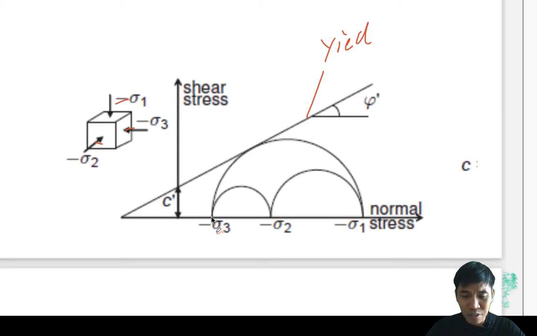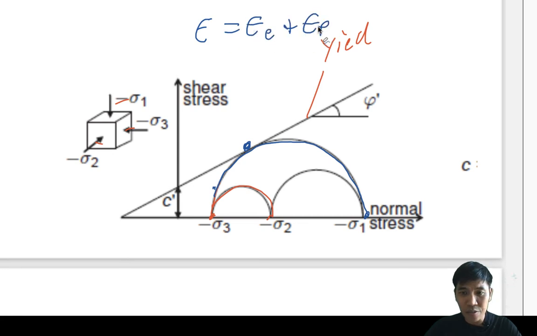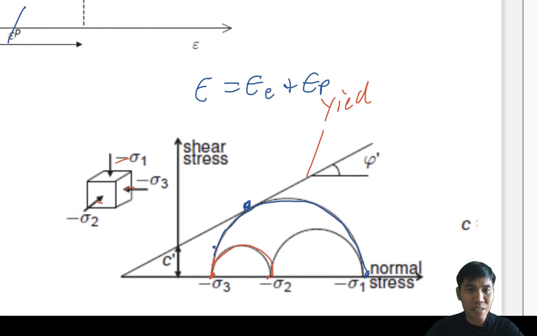For example, if we start here, we have the Mohr circle. Is the Mohr circle something like that? That means the soil is not failing. But if we increase sigma 1 up to this point, the blue one, and the Mohr circle touches this line, then if you were writing code, you would say that if the Mohr circle touches this line, the soil is yielding. If the soil is yielding, the strain is composed of two components: elastic strain plus plastic strain. So if it yields, it will create plastic strain.